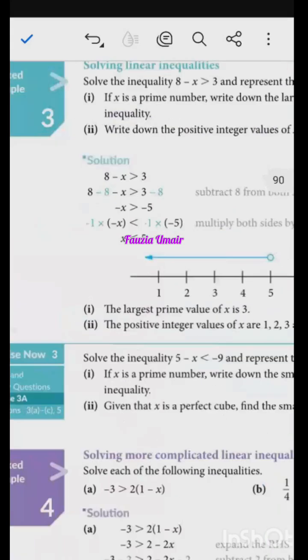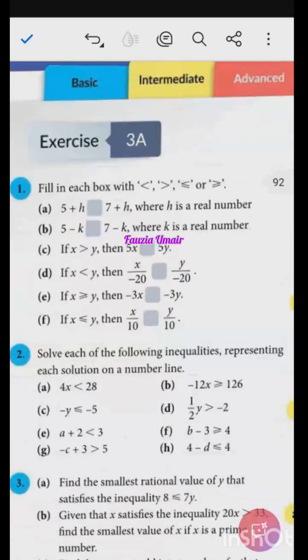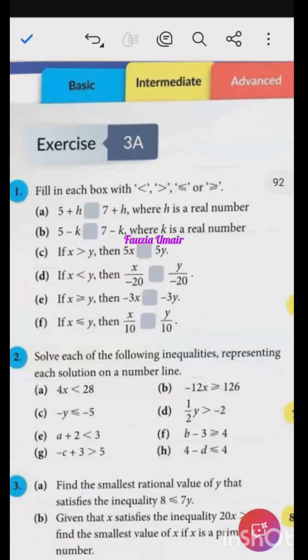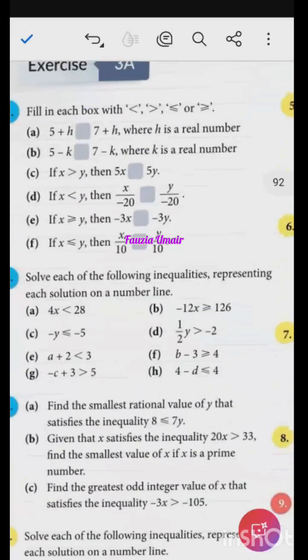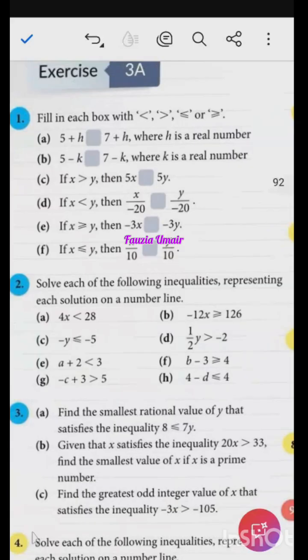Let's solve the questions of this exercise. Okay, we are going to do question number 2. The question is: solve each of the following. Solve means we need to separate the variable, we need to find the x answer, and then represent it on a number line. So we need to do two things in this question. First of all, we need to solve, and then we need to draw it on a number line.